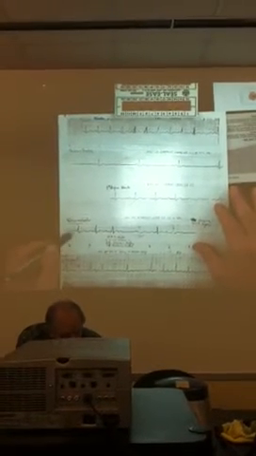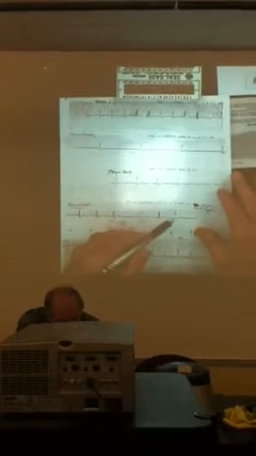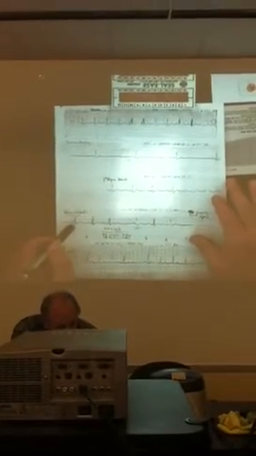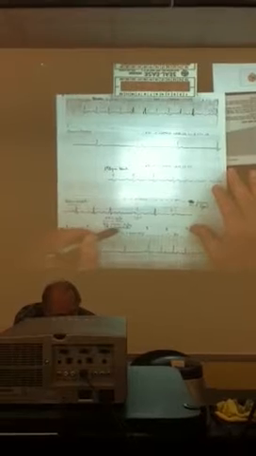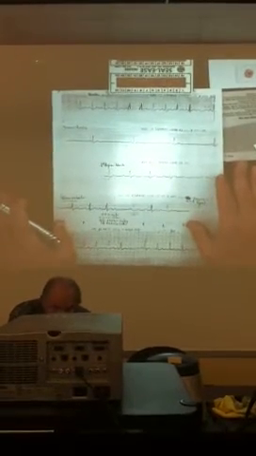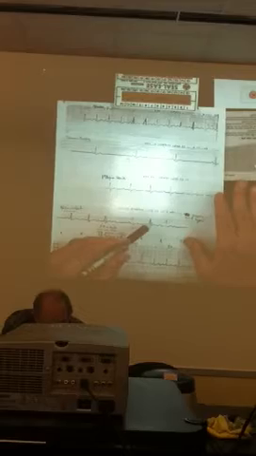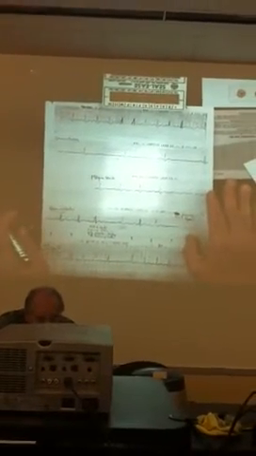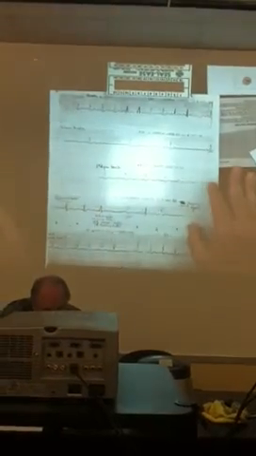Multiply the number of R peaks, 6 R peaks in this case, in a 6-second interval. Multiply the number of R peaks in a 6-second interval by 10. So I've got 6 times 10 is 60. So we say the heart rate here is 60 beats a minute in that one.